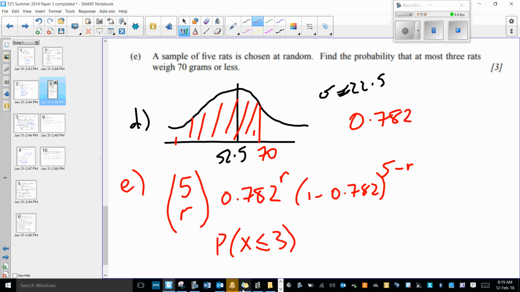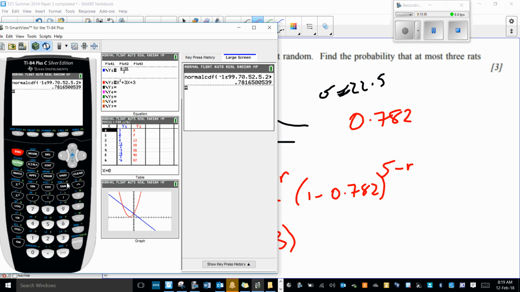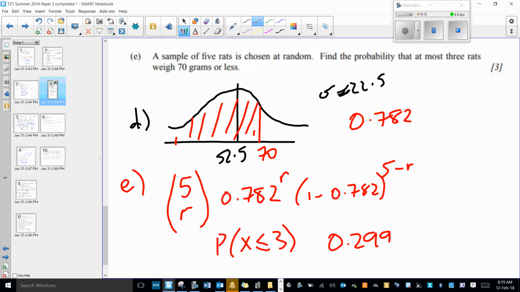So we want the cumulative. So we've got 5 trials. The value of P is 0.782. The X value we want is 3. That's 0.2999. So that's 3.